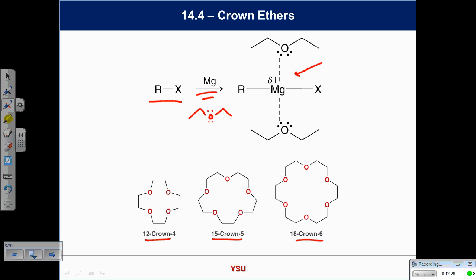Why do you think they're called crowns? They look like crowns, right? They look like jewels. All right. These were actually, I think, invented in Dayton. So this is some local stuff.